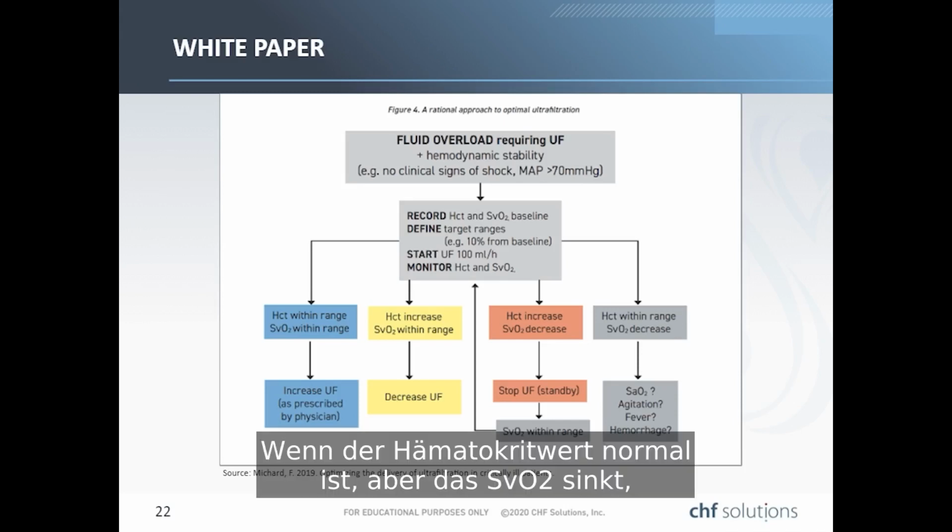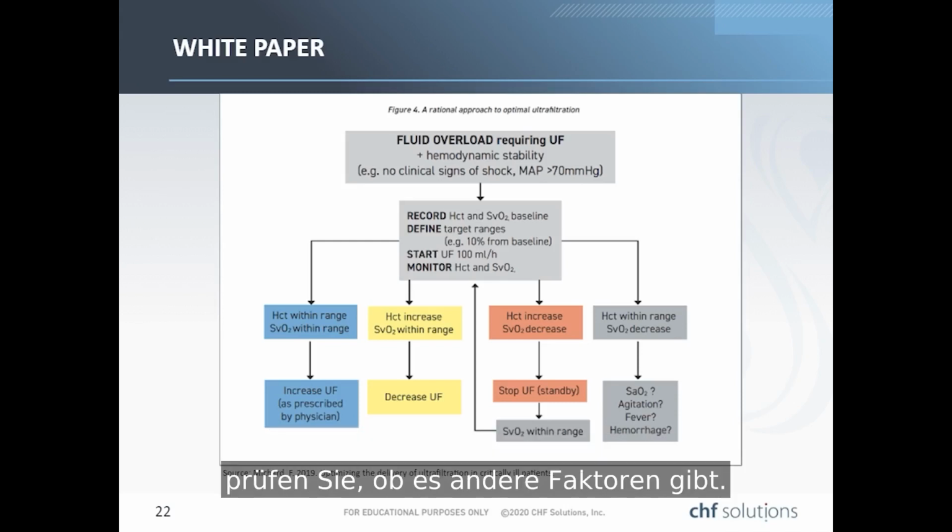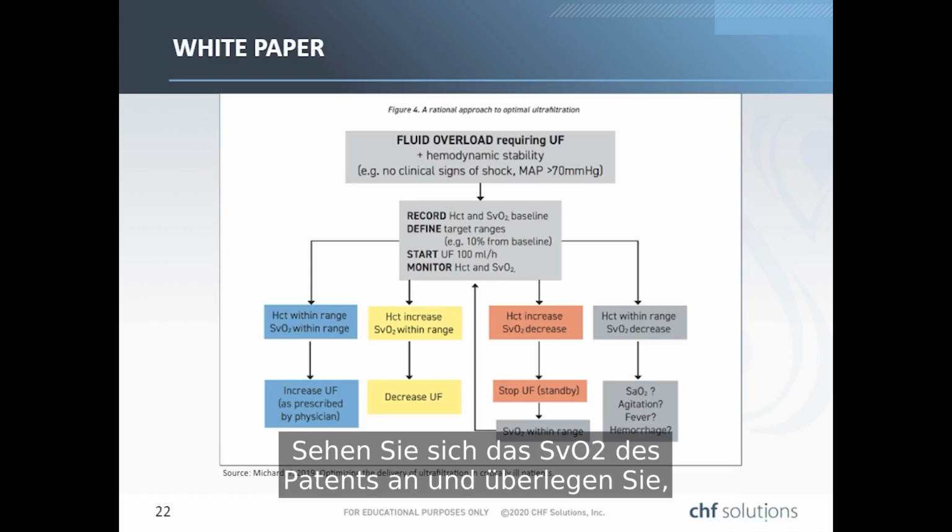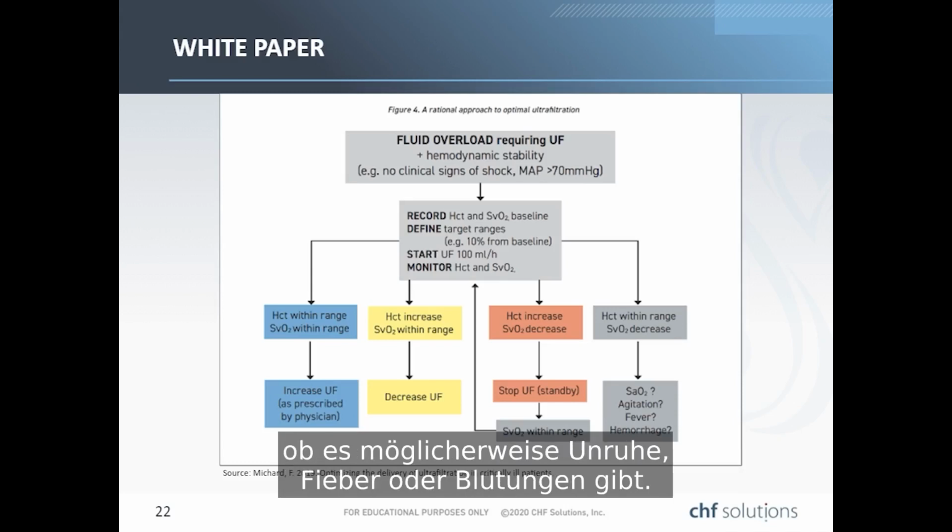If hematocrit is within range but SvO2 decreases, consider whether there may be other factors impacting SvO2. Look at the patient's SaO2 and consider whether there may be agitation, fever, or hemorrhage present.